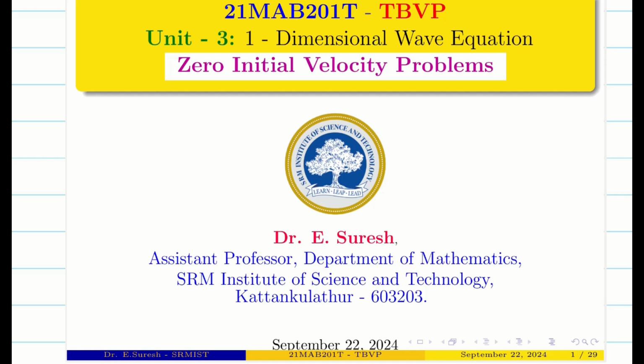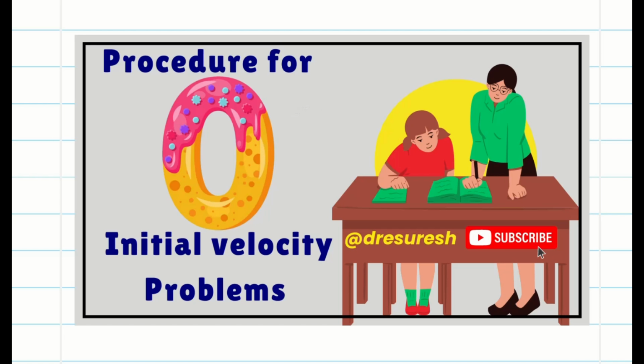In this session, we are going to solve some problems on zero initial velocity for one-dimensional wave equations. Those who haven't watched the procedure for zero initial velocity problems, go to the playlist, watch the video and come back here. Because in this video, I am going to do FFS, a little fast forward speed. Once you know the procedure, it is going to repeat here, so I don't want to keep on telling all these things in the video.